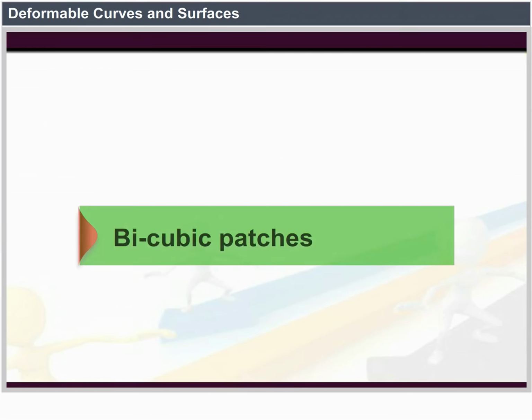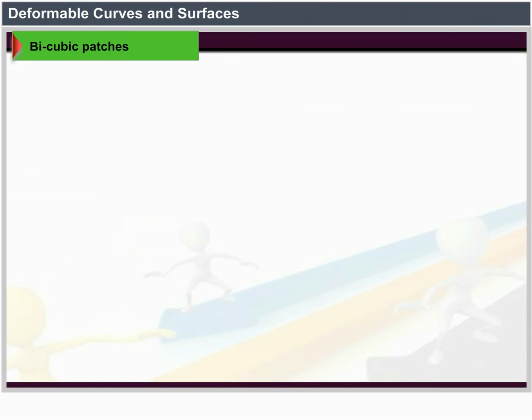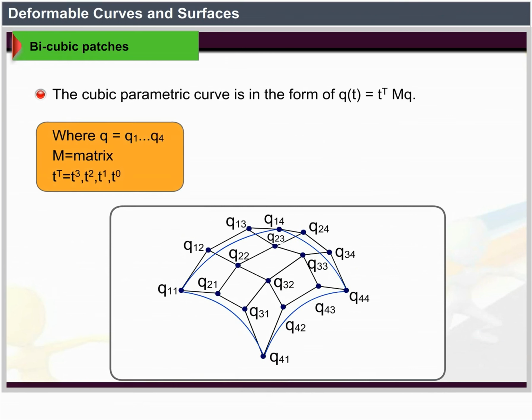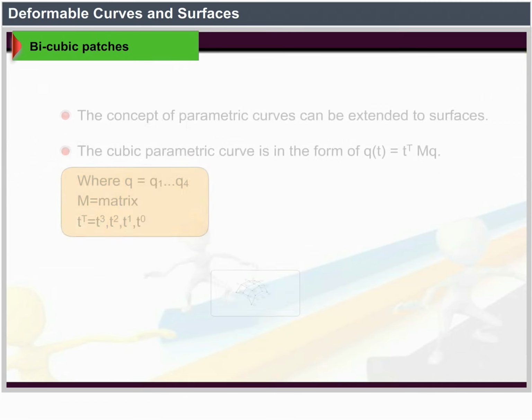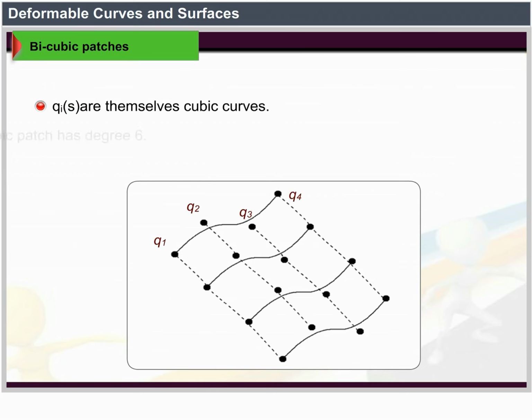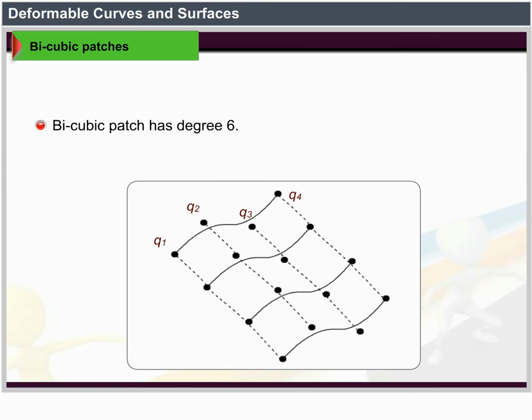Bicubic patches. The concept of parametric curves can be extended to surfaces. The cubic parametric curve is in the form Q of t equals T M Q. Now we assume Q i to vary along a parameter s. Q i of s are themselves cubic curves. Bicubic patch has degree 6.